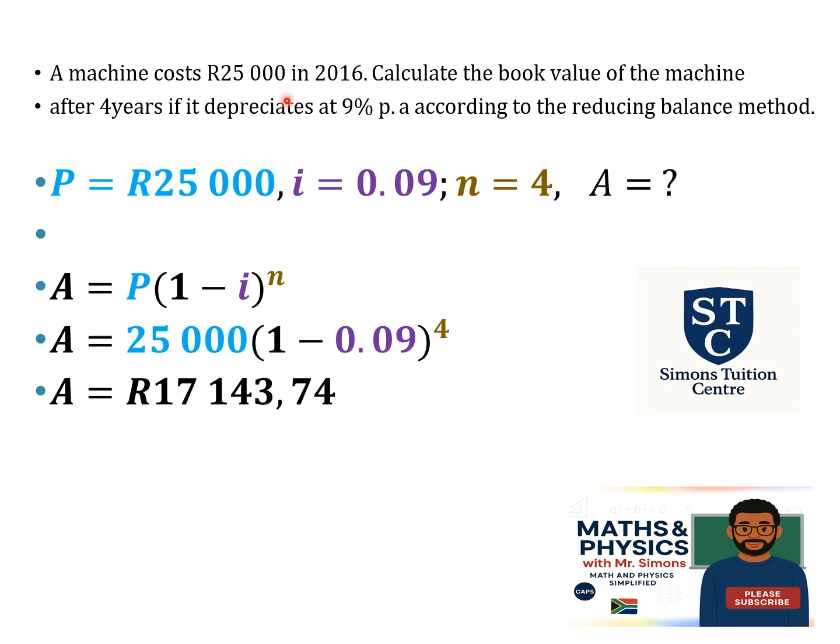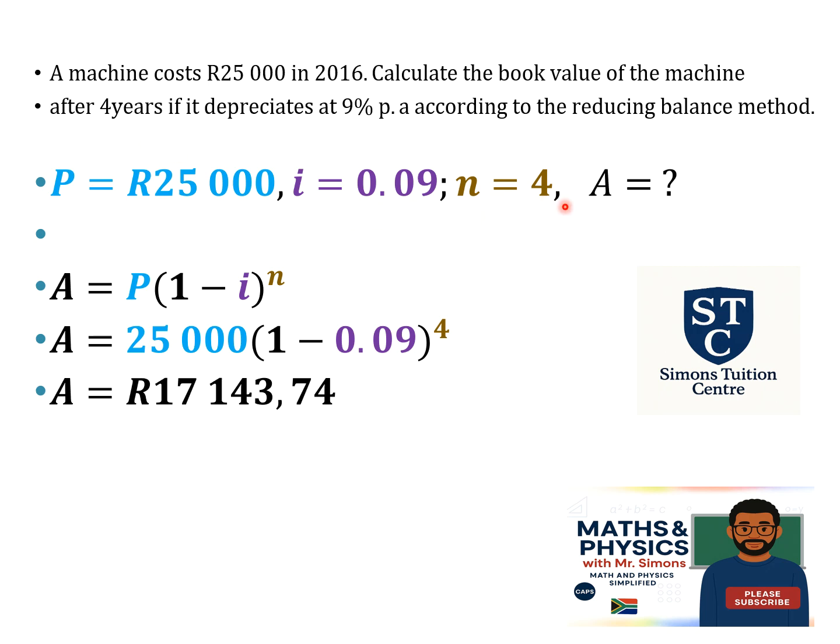A machine cost 25,000 Rand in 2016. Calculate the book value of the machine after 4 years if it depreciates at 9% per annum according to the reducing balance method. So the reducing balance method, A equals P(1 minus i) to the power n. P is 25,000. 9% is 9 divided by 100, which is 0.09. And n there is 4 years.